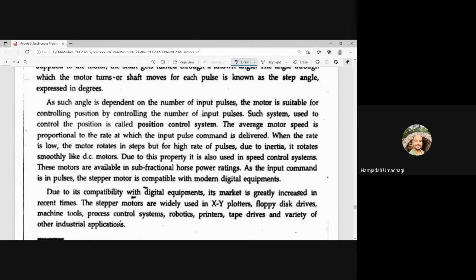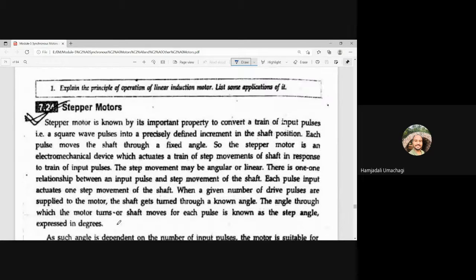Apart from this, the very basic application is the wrist watches we are using. Again, in wrist watches also, we have stepper motors to make the movement of the minute hand, hour hand and all. There we have a stepper motor for its movement. Okay, so this is all about the introduction to stepper motor.